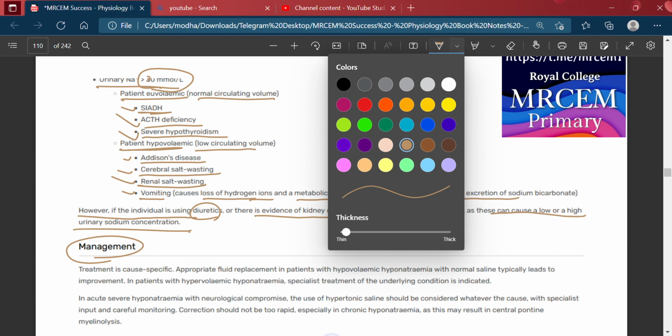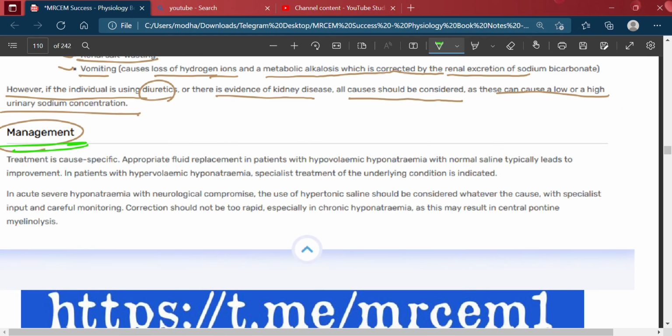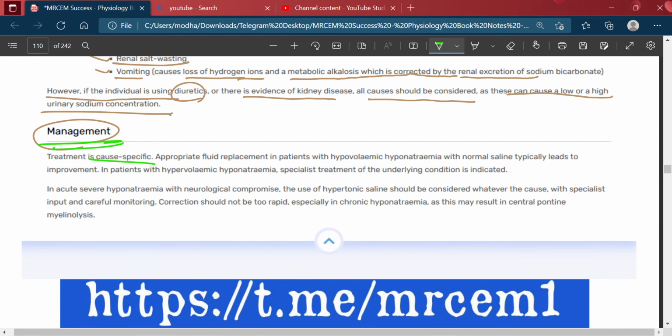Then, what is the management? Treatment is always cause specific. Appropriate fluid replacement with normal saline in a patient with hypovolemic hyponatremia typically leads to improvement. In a patient with hypervolemic hyponatremia, treatment of the underlying condition is indicated.